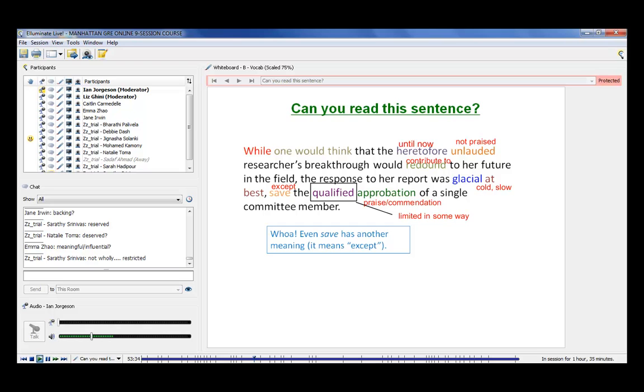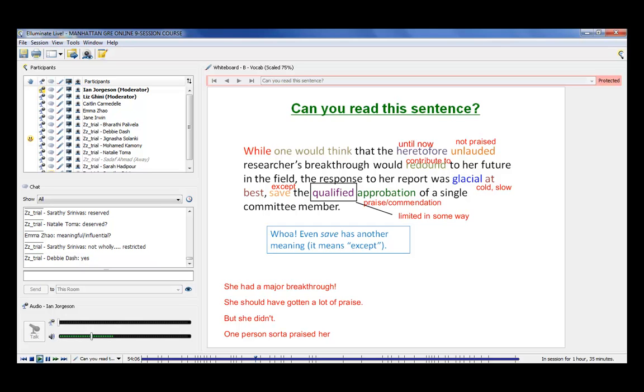So what this sentence is really saying is she had a major breakthrough in science. She should have gotten a lot of praise, but she didn't. One person sort of praised her. That's what this sentence is saying. Does that make sense to everybody?